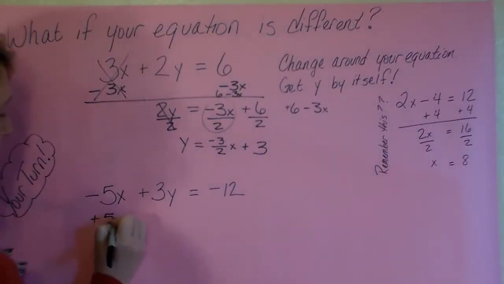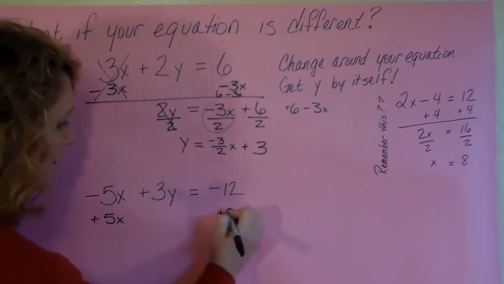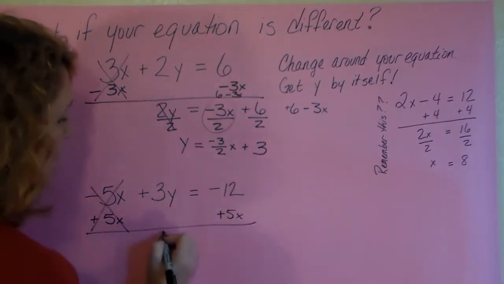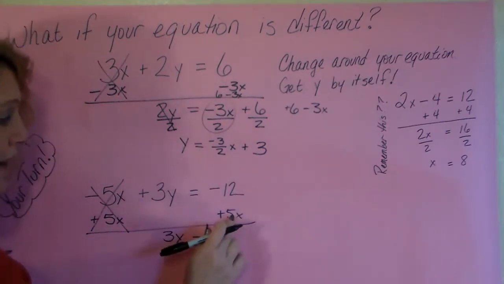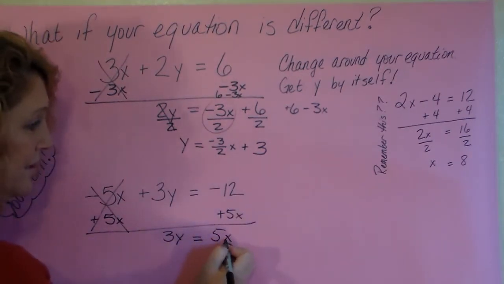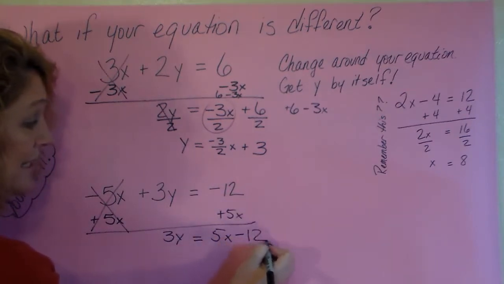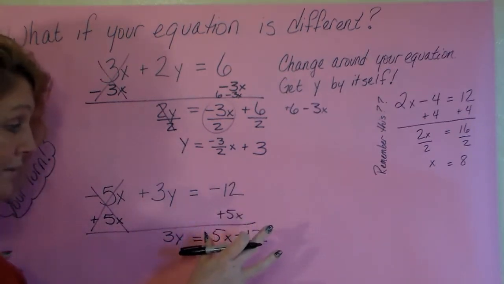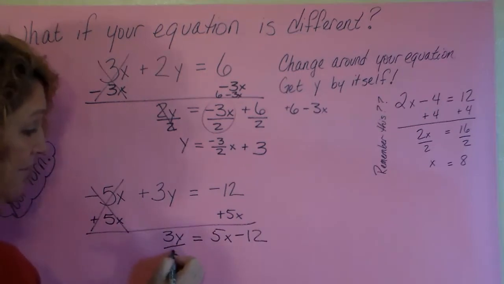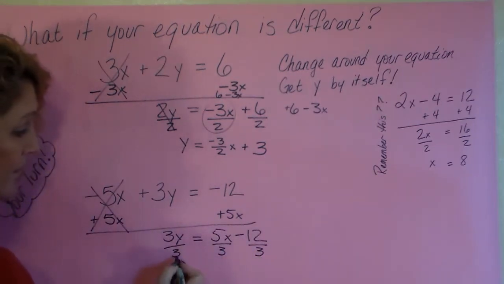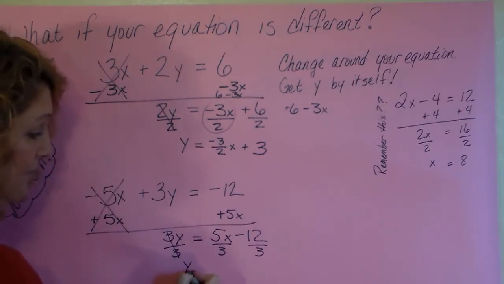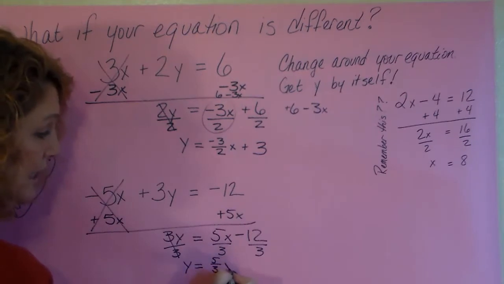I'm going to add 5x to both sides. So now I've got my 3y equals. And I want my 5x to come first, and then my minus 12, because I can't combine them because they're different. Now I'm going to divide everything by 3. And that goes away, and I have y equals 5/3 x minus 4.